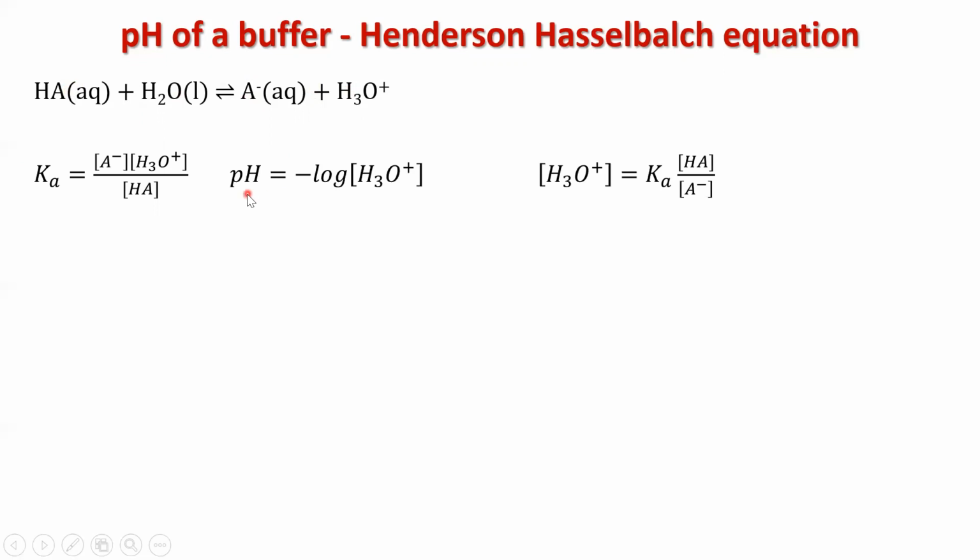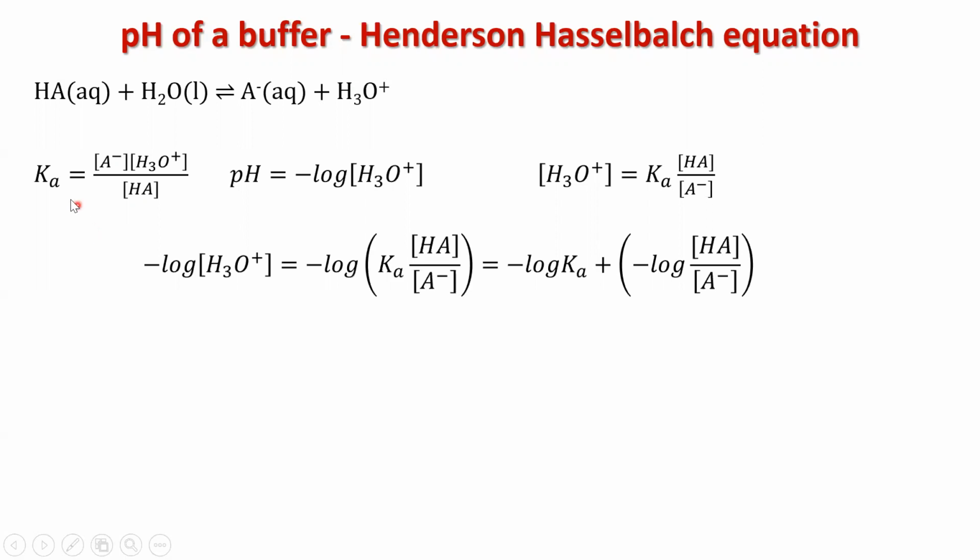And we know that pH can be calculated by taking the negative log of the hydronium ion concentration. And if we were to take the Ka expression and manipulate it a little bit to solve for the hydronium ion, it equals Ka times our acid over our base. All we're doing is solving for the hydronium ion by multiplying by the acid and dividing by the base.